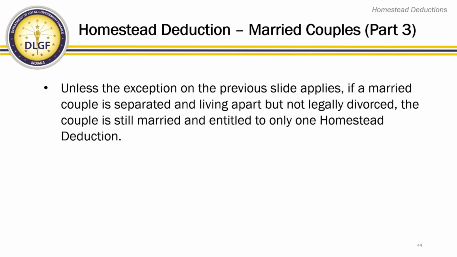Aside from those, in situations where you might still be legally married, but spouses are separated and living in different counties or even in different places within the same county, unfortunately, the exception wouldn't apply. If they're separated, but they're still legally married, they can only have one homestead deduction between the two of them.